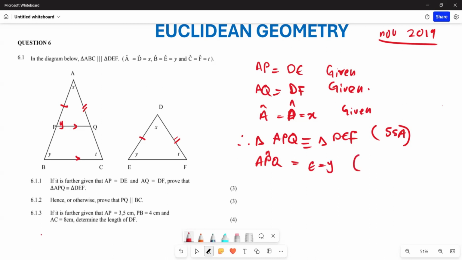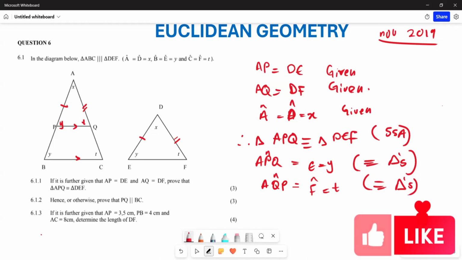This is because of congruent triangles. Remember, congruent triangles already give us that, so this one is equal to that. And my angle AQP is also going to be equal to your angle F, which is equal to your angle t. The reason is also congruent triangles. So this angle here is equal to t.